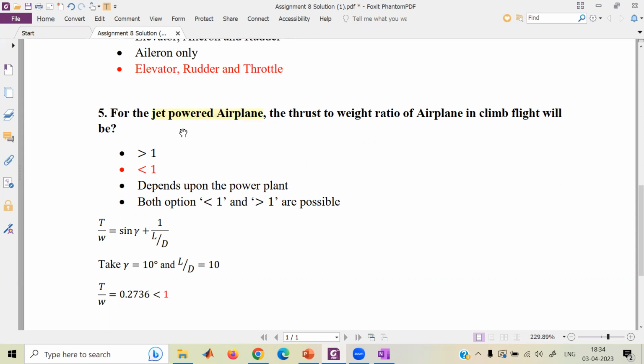Let's think about it. You are saying that if it's jet powered, then it is less than one, but there could be a situation where it could be greater than one, right? Yes, sir. When would that be? For fighter aircraft, we can say it is also jet powered, but its thrust to weight ratio is greater than one. For example, Rafale and Eurofighter.